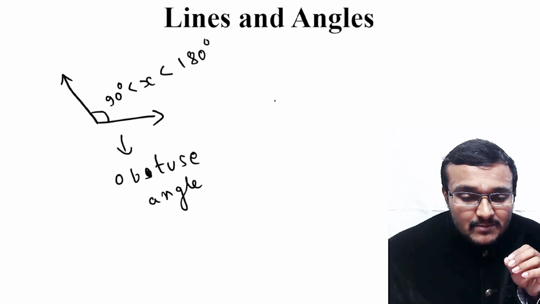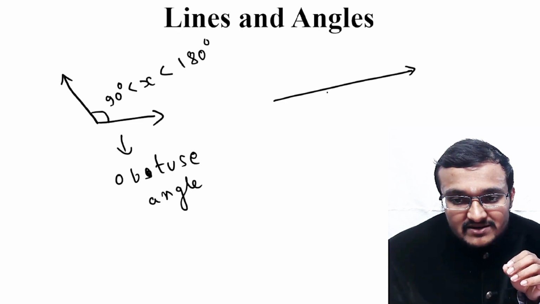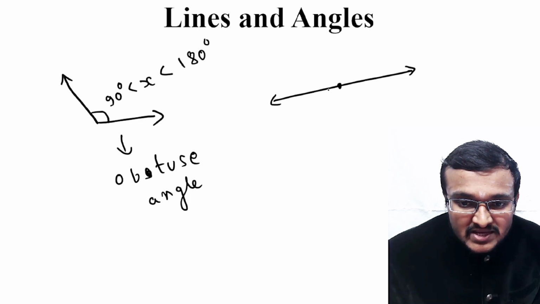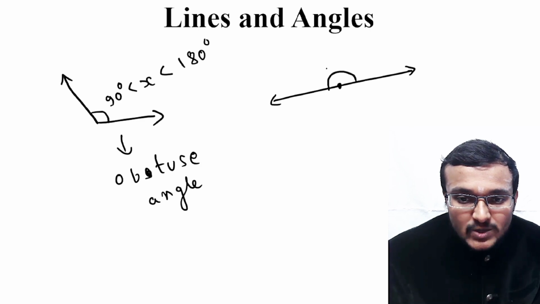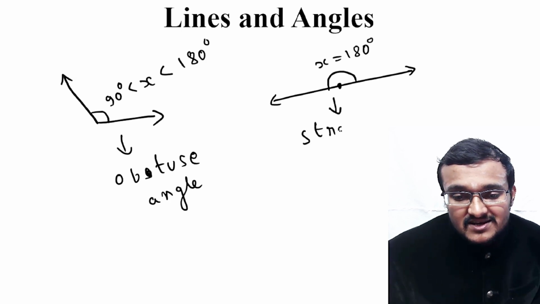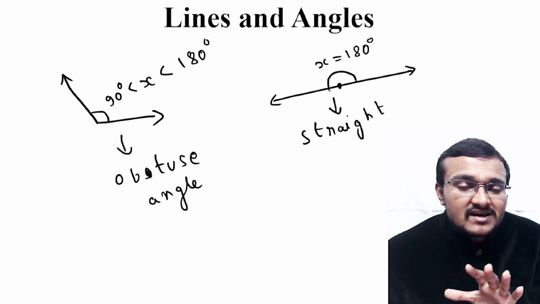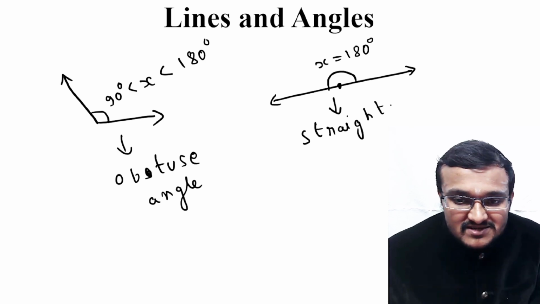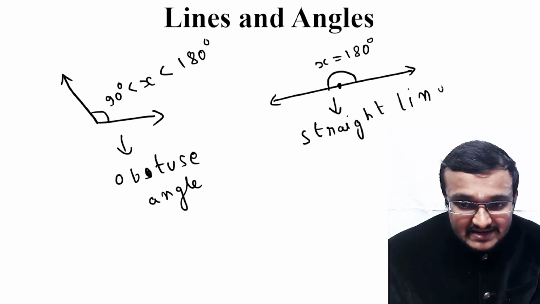Now if a particular angle is forming between two rays where these two rays have a common point over here, and they are making 180 degrees, that is, the angle between these two rays is equal to 180 degrees, this is generally known as a straight line, because here the angle between these two rays is becoming equal to 180 degrees. So that means this becomes a straight line.